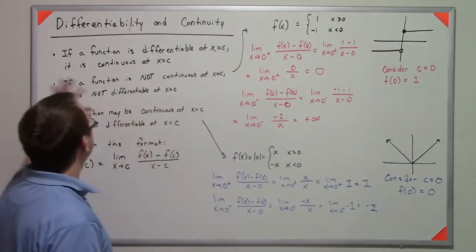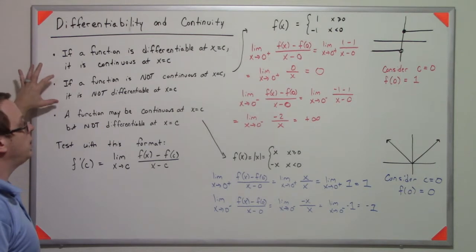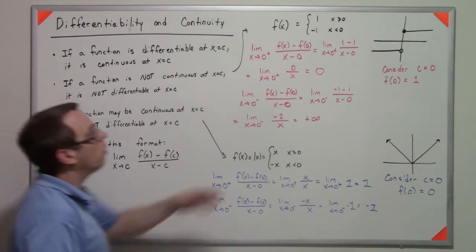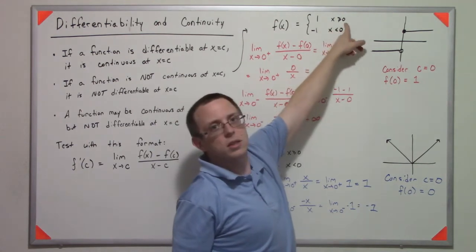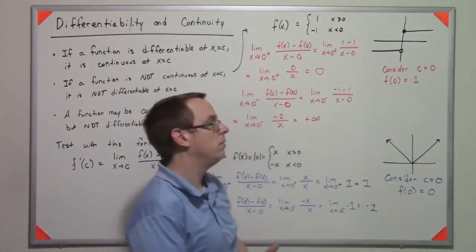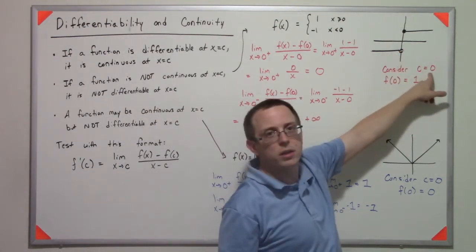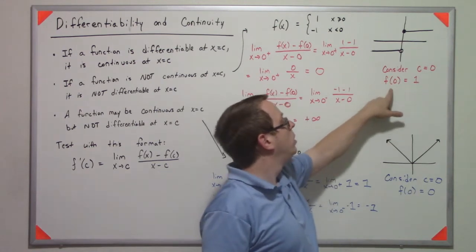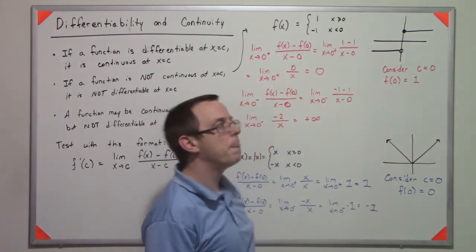The first one is that if we have a function we know is not continuous, we show that it can't be differentiable. And we're going to define this function: 1 if x is not negative, and -1 if x is negative. And we just want to look at this point, when c equals 0. So when c equals 0, we know that the function output must be 1.